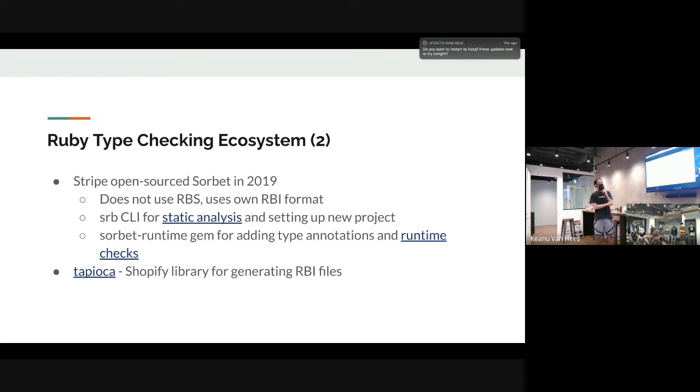And there's another component called the Sorbet runtime. It's just a gem that allows you, if you include one of their modules, to add inline type annotations for code that you own, and it also does runtime checks. And there's another tool by Shopify called Tapioca, which is another tool to generate these RBI files. So yeah, a lot of different tools that you can use to add types to your code.